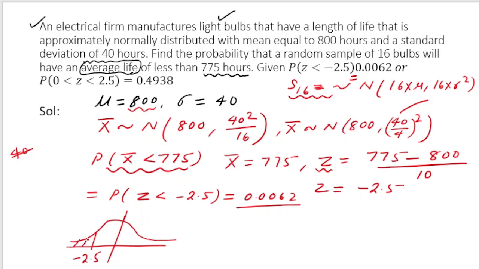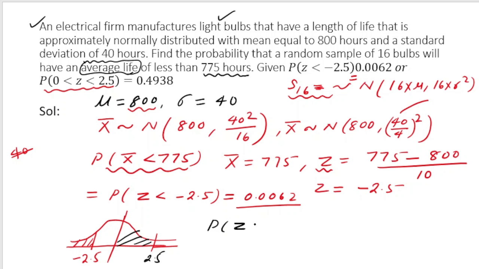So they already have given this probability, and that is like 0.0062. But suppose they give the probability for something like this. They have given this information also. Depending upon what information is available to you, you have to solve it accordingly. So if this information is given, that 0 to 2.5, so if it is 2.5 and this reason is given, in that case how will you calculate the probability?